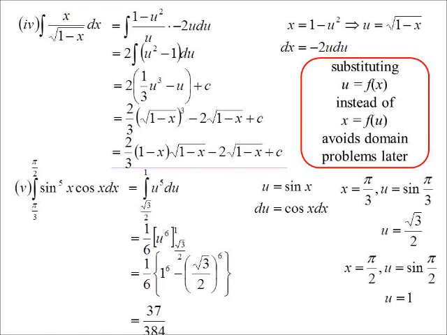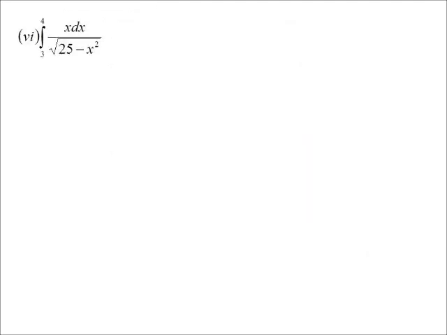So notice for this one, there's no need to substitute back because I've changed my limits. Now, the integral of x dx on the square root of 25 minus x squared. Let's see. Well, x is a derivative of x squared, well, 2x would be. So maybe I do 25 minus x squared. We've got a difference of two squares there, you'll notice. Maybe a trig substitution could be handy for this one.